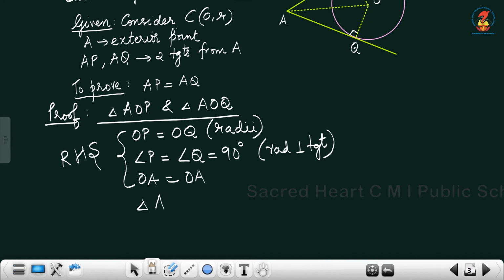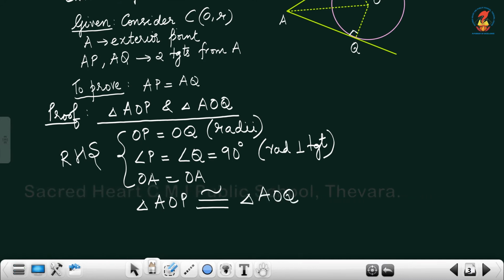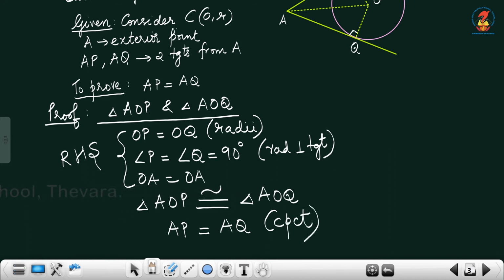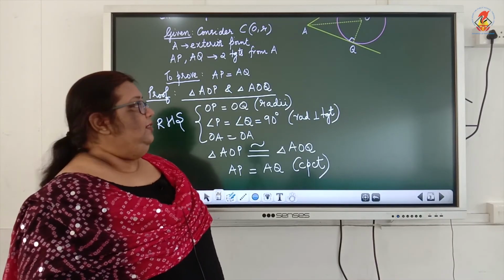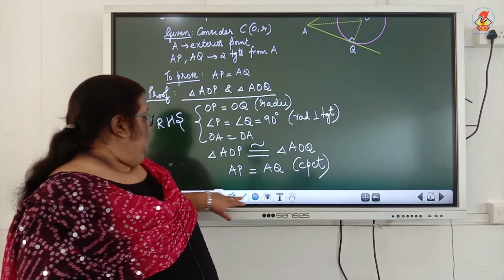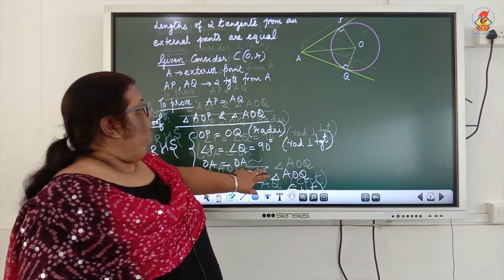triangle AOP is congruent to triangle AOQ. If these two triangles are congruent, AP will be equal to AQ. Reason? CPCT, corresponding parts of congruent triangles. Hence the proof.